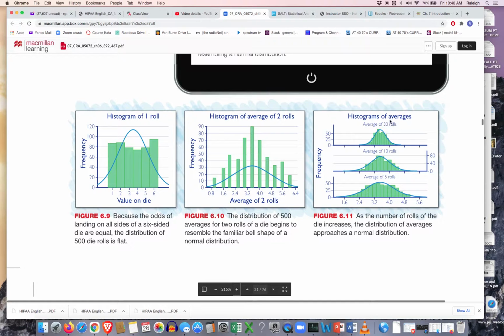It's getting better and better. You get up to 50 or 100 rolls. I have other books that show how it's even a better fit than that in most cases. This is just based on simulation.